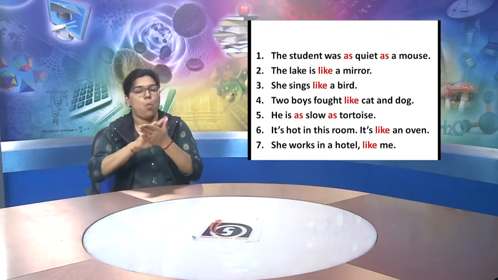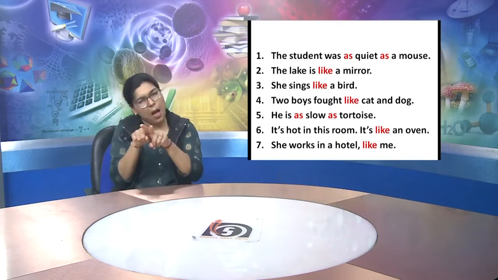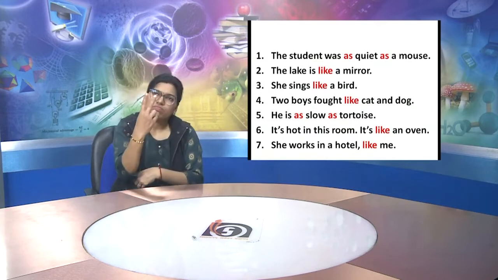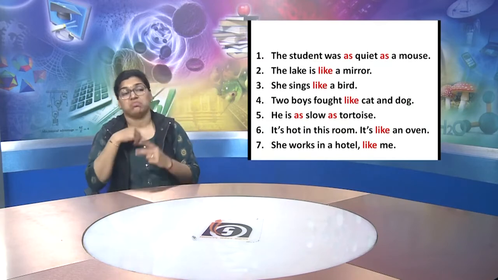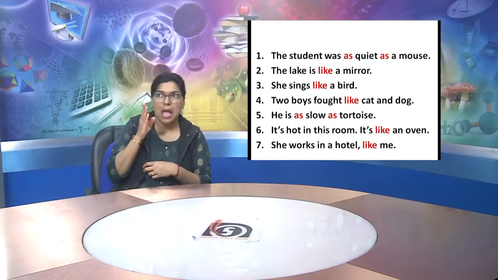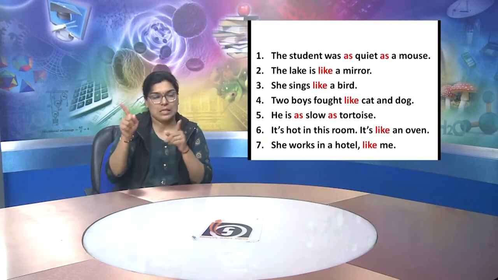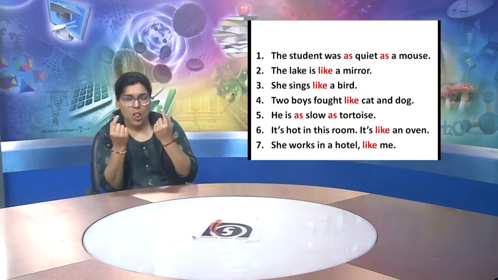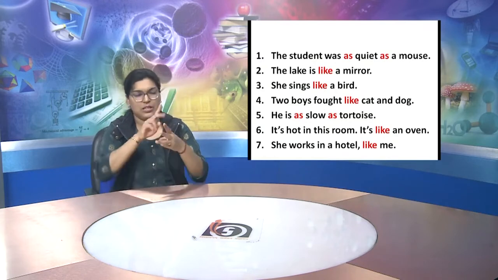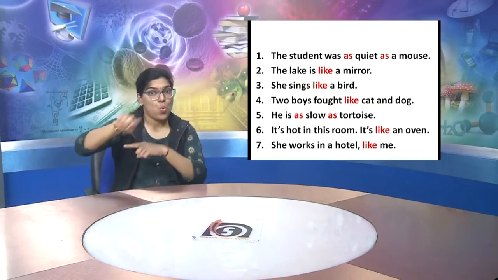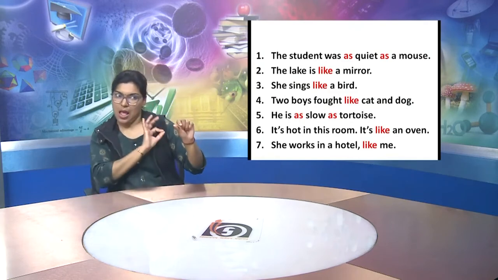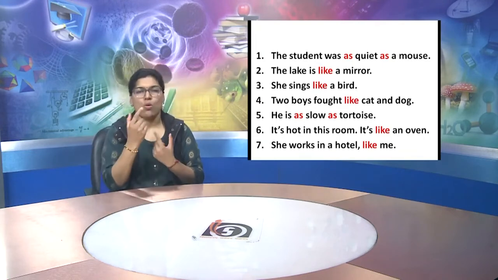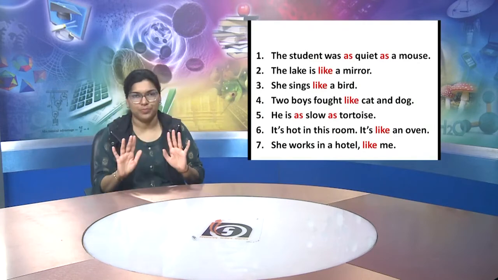Next example is number 7. It says she works in a hotel just like me. Like, she works in a hotel same as me. So for this same as me or this like, we need to understand these signs for making comparison of two things. So there are many ways we can compare things. We can use the word like, we can use as. We have to remember these words.